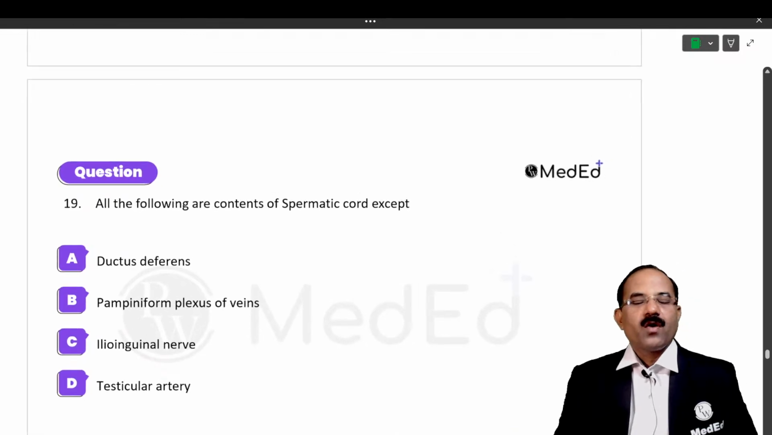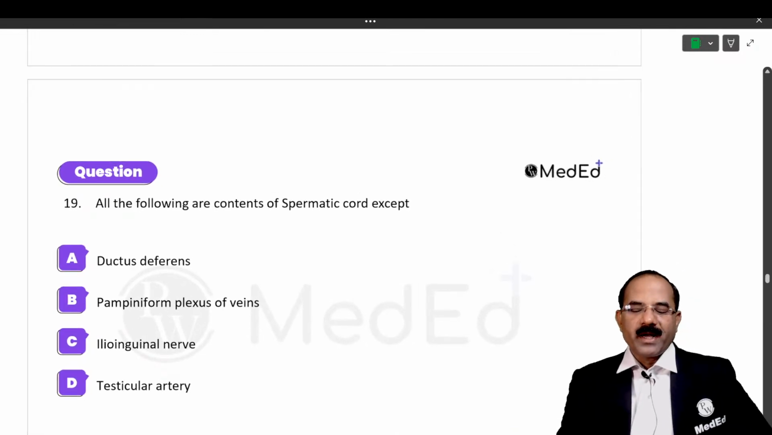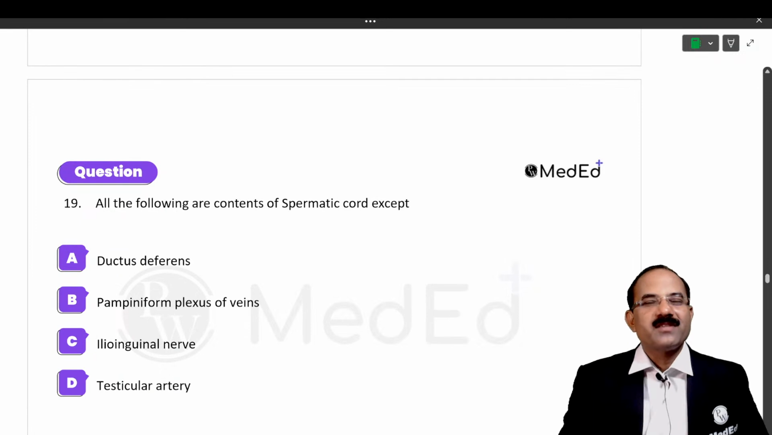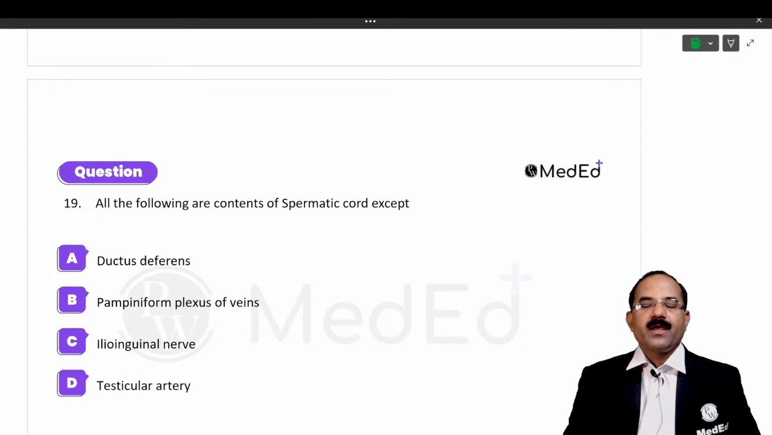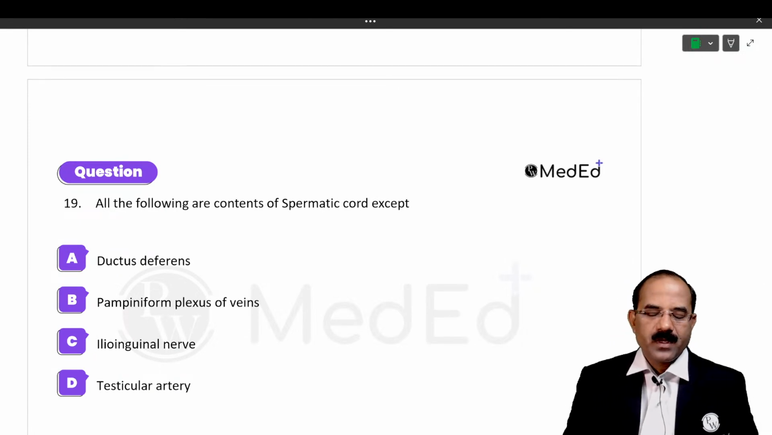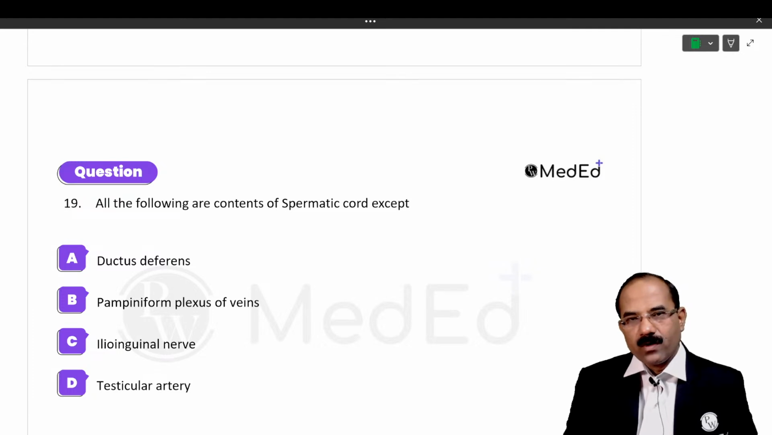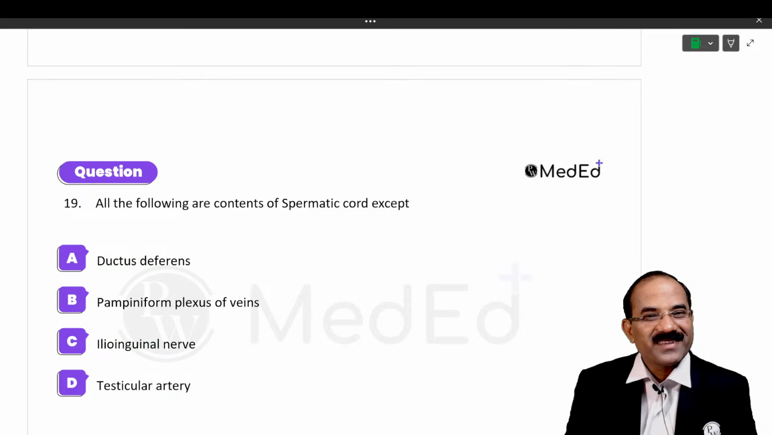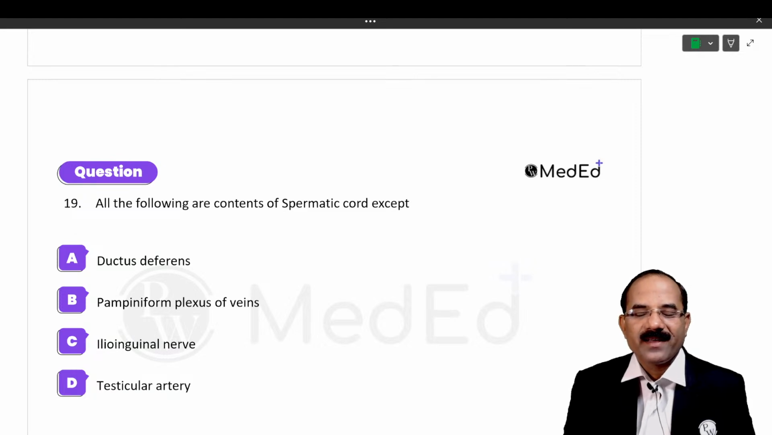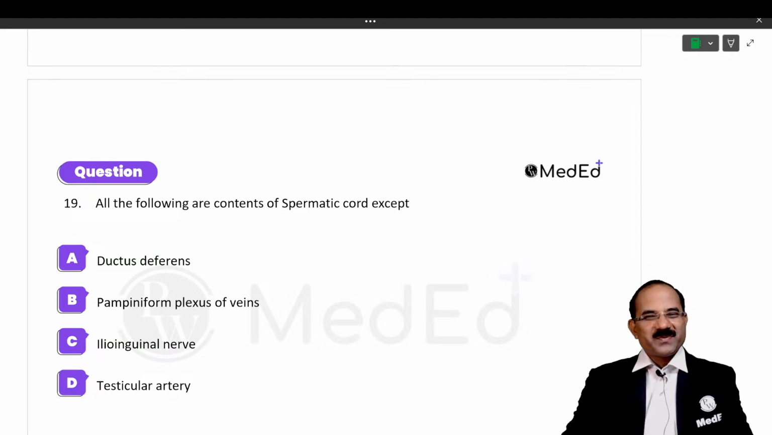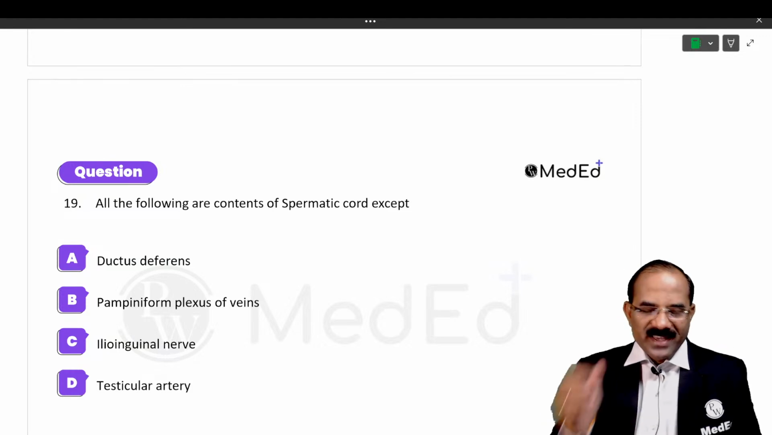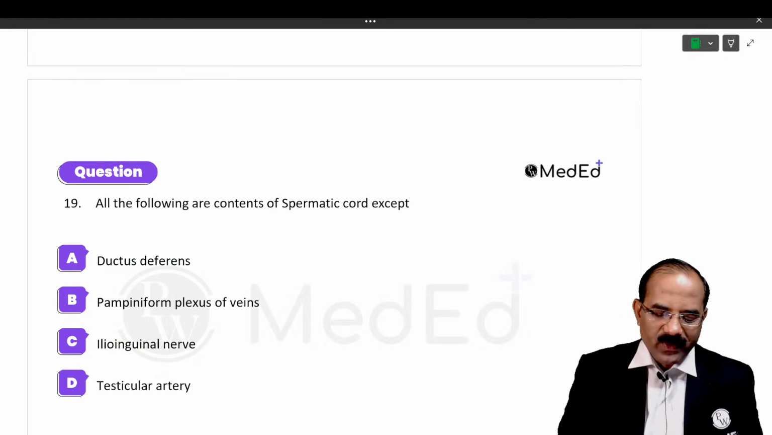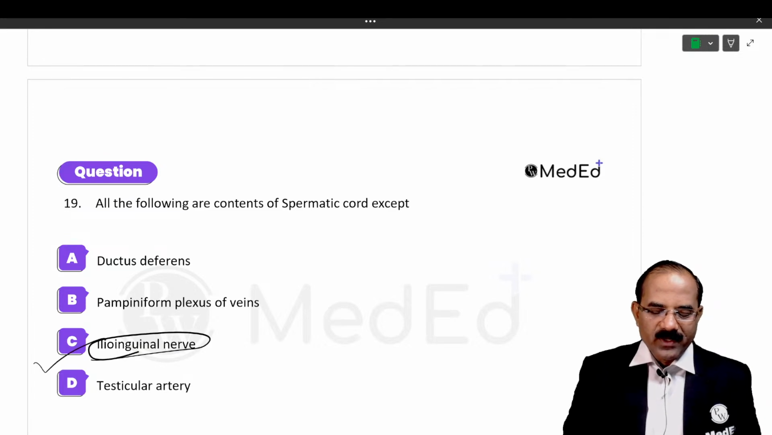आंसर दिस, all the following are contents of spermatic cord except. चलो बच्चों ये आंसर करिए, this is an easy MCQ. spermatic cord के contents all the following except, yes, the answer is ilioinguinal nerve, very good, answer is ilioinguinal nerve.